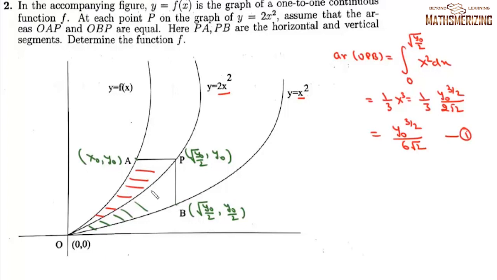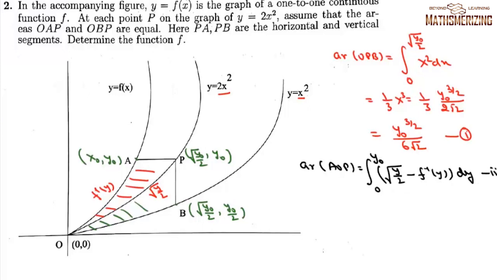Now this curve is square root of y by 2 and this curve is f inverse y. Now we'll find this area with respect to the y axis. So area of AOP will be this integral from 0 to y0 and then upper curve, which is square root of y by 2, minus f inverse y dy, and that's our second equation.